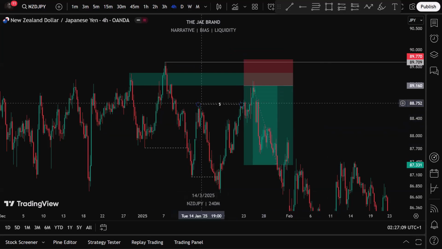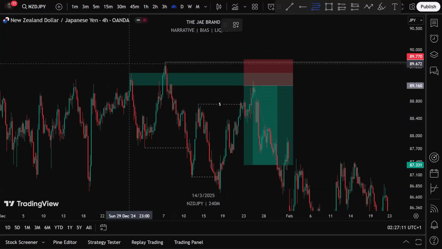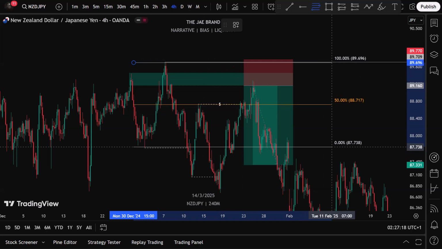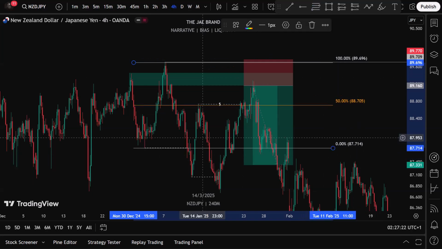Now, how do we validate our structural liquidity? You can validate your structural liquidity by simply taking your FIB tool and plotting it. This is a bearish market, so you plot it from the lower high to this point where it broke structure below. Then you can see a retracement back into the 50% area.